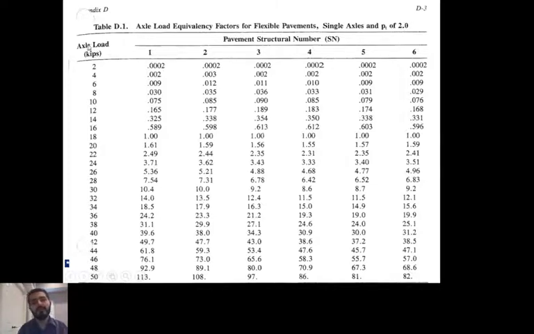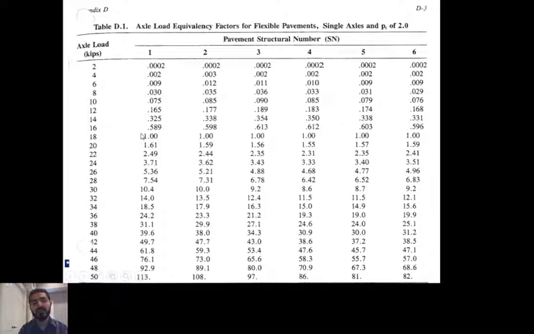And then here we look into the axle load in kips. Here we have the pavement structural number from 1 to 6. As you could tell, if you go all the way down to 18, this is the axle load. This is the equivalent single axle load. That's why the equivalency factor is 1, because this is the standardized axle that we try to convert everything to.